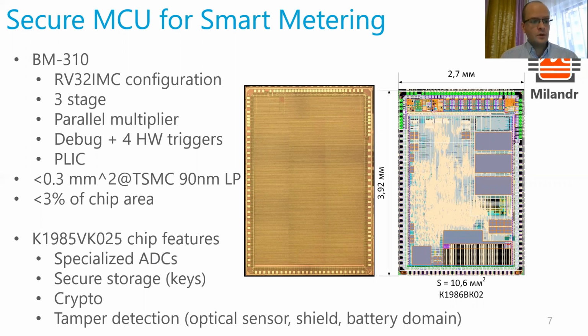According to the customer, the complete core complex, including debug and interrupt controller, takes less than 0.3 square millimeters in 90 nanometer technology, which is in total less than 3% of the complete chip area. So the chip itself includes custom security features like a crypto accelerator, secure storage and battery domain, and several features for tamper detection, like an optical sensor for detecting the chip package removal, and a special metal shield on the top layer of the chip, which also detects physical intrusions.